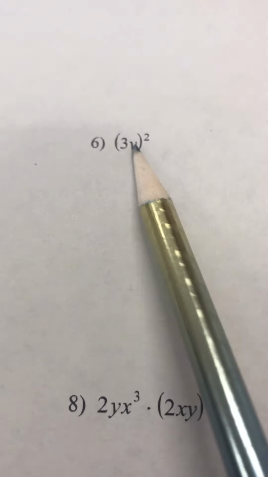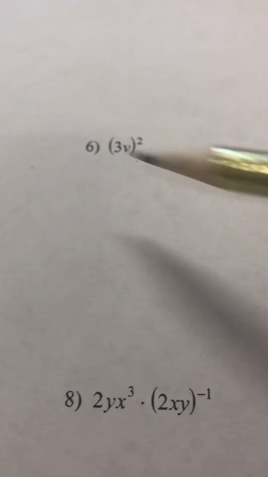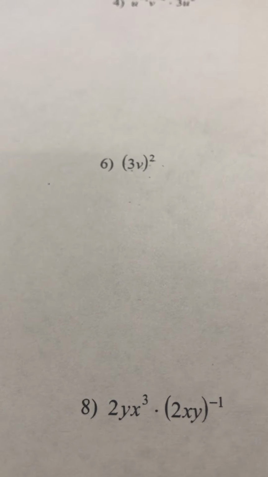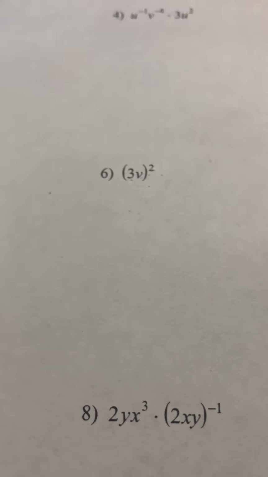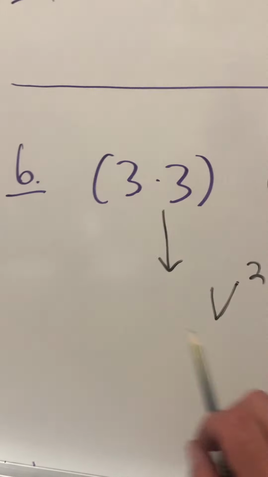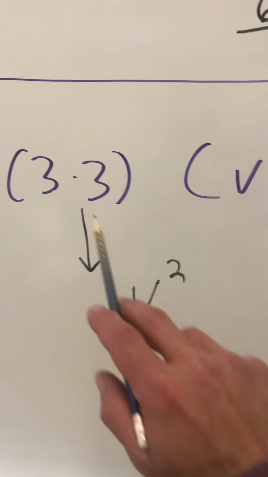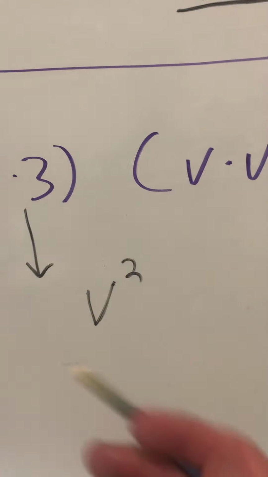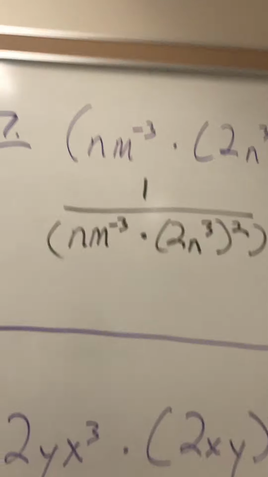Number 6, notice that I have something to the power. I have 3v to the power of 2. So you're just going to square 3 and square v. And that's what I have here. I'm squaring 3 and I'm squaring v. So you're going to have whatever 3 times 3 is, and v to the second power, because v squared is v squared.